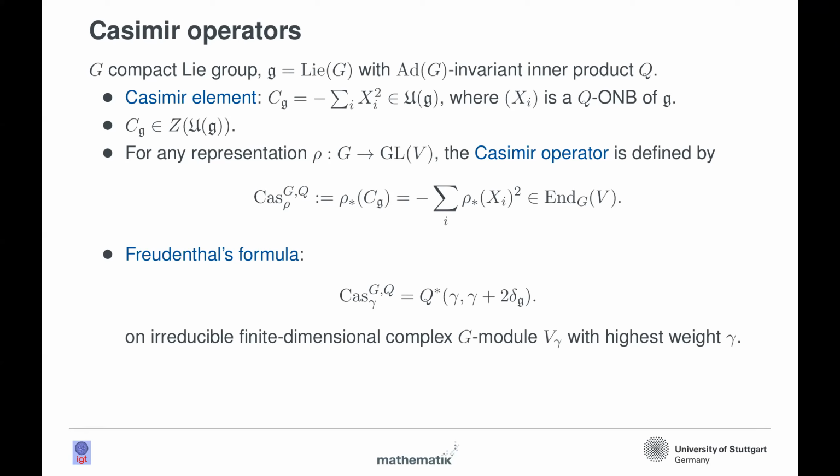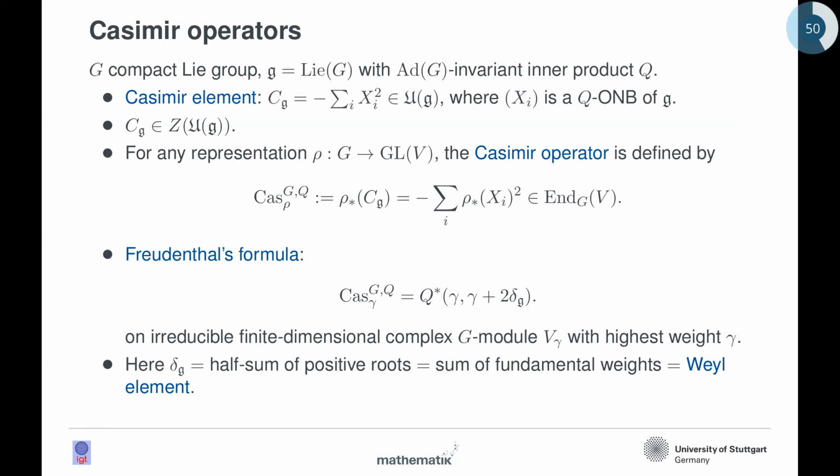And if we have done that, then we can view gamma as sitting in some vector space, this dual of the torus Lie algebra, and we can take it in this inner product here. And this delta G, which comes in at this point, is this Weyl element. So we can define it as a half sum of positive roots or sum of fundamental weights of G. Okay, so this formula is straightforward to evaluate once you have your weight lattice and once you have your inner product.